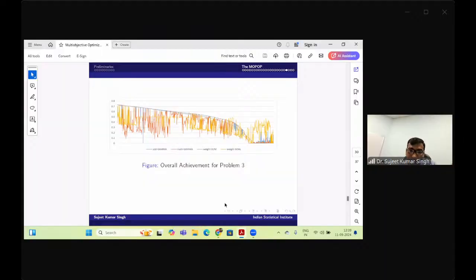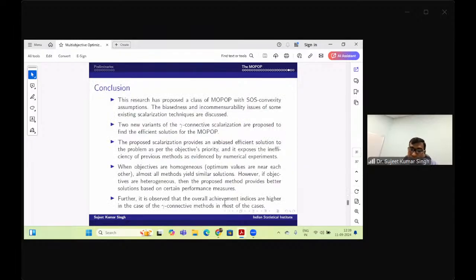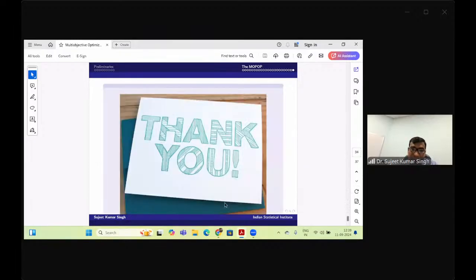So we concluded that we are able to deal with incommensurability and with non-convexity of the Pareto front. In addition, we get a better achievement than the other weighting methods. That is the conclusion of this presentation.